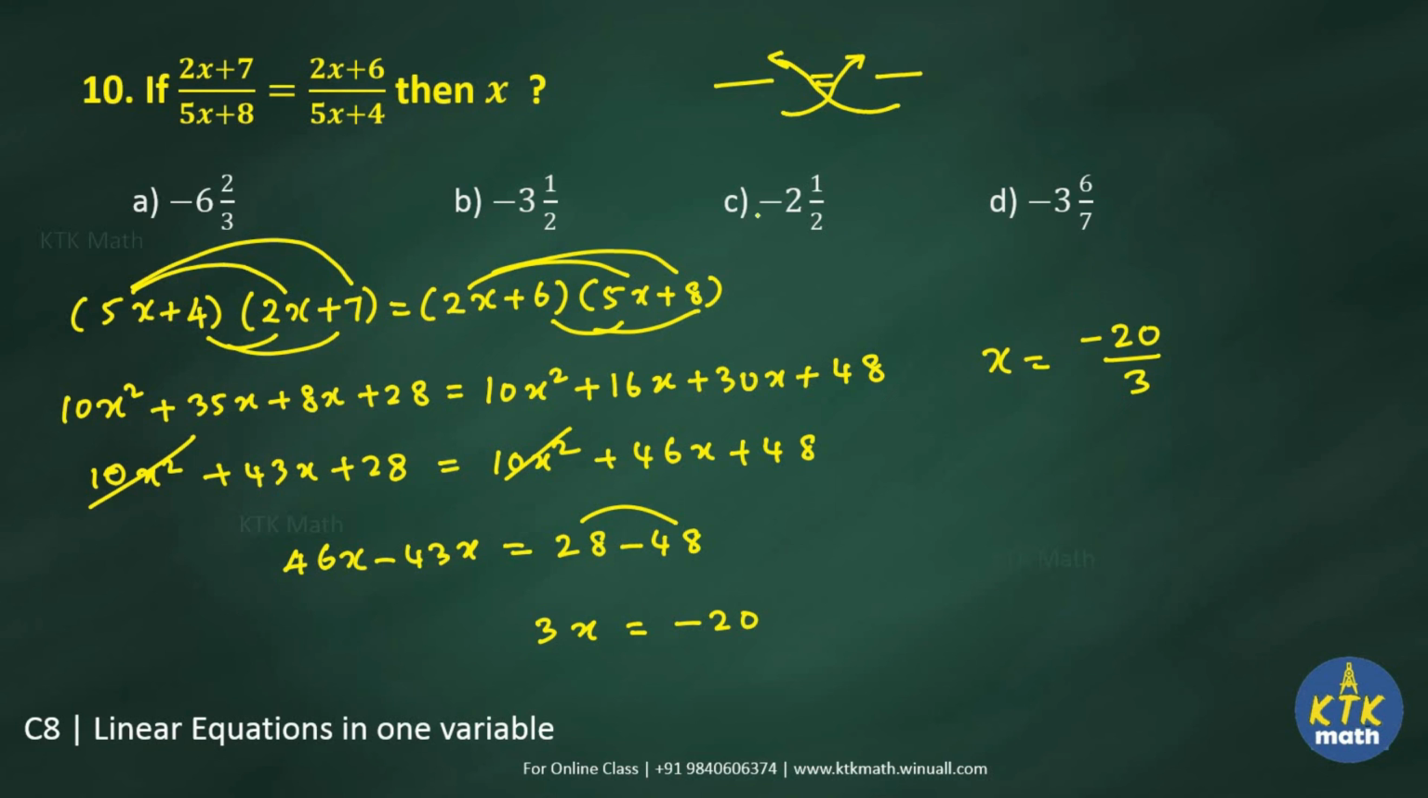And you check all the answers are in mixed fraction, right? So just convert this, keep the negative outside. In 20 you have 6 3s are 18, remaining 2 by 3. So this is the mixed form of this fraction. So your answer is option A. In the beginning it might look like the question was tough, but once you start solving step by step, everything will vanish and you will arrive at the x value at the end.